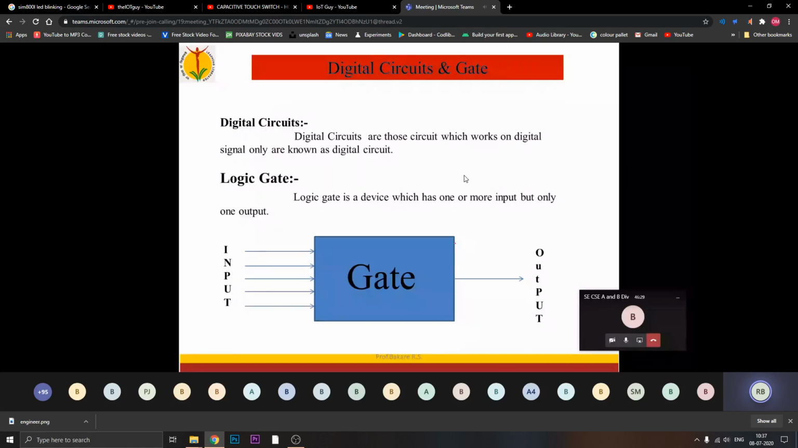Now we look at what the digital circuit contains and how it works only on the digital signal. It contains the logic gate. This is the heart of digital logic. What is meant by logic gate? A logic gate is a device which has one or more inputs but only one output.